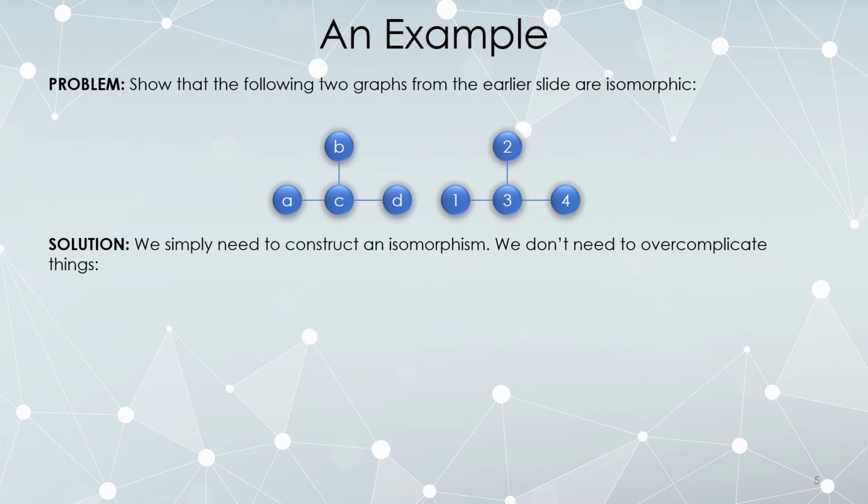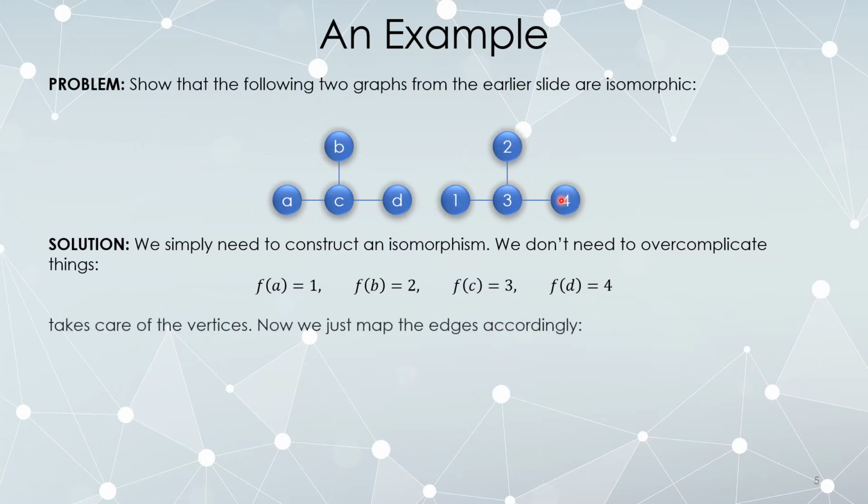So let's not overcomplicate things. Let's just define that the function f is going to map exactly as it appears. Vertex A gets mapped to 1, vertex B gets mapped to 2, C to 3, and D to 4. So this is a bijection between the vertices A, B, C, D and the vertices 1, 2, 3, 4.